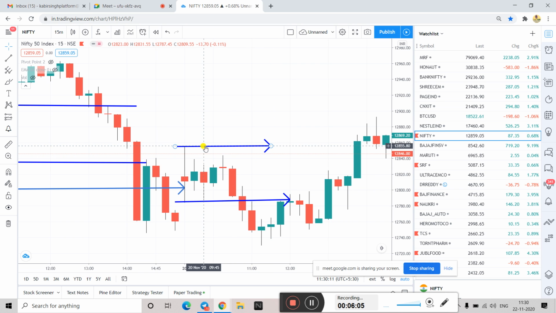And your stop loss in those cases is, if the lower limit, in this case, has broken, so this is your stop loss. All right. And target you can keep around 10 points minimum.